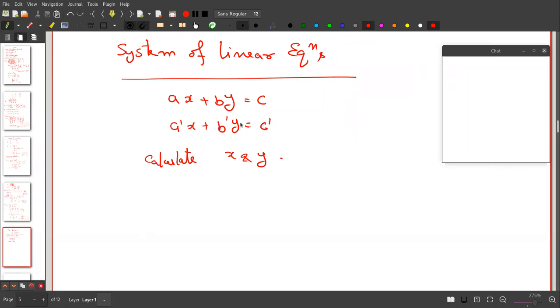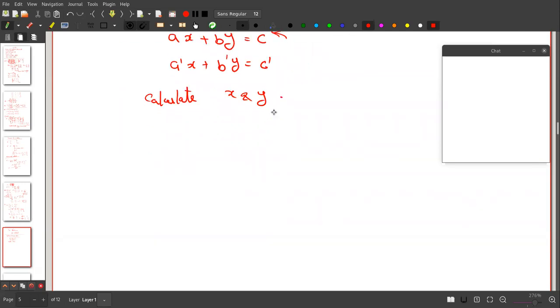What you do is take either x or y from here and substitute it in the first one, and you calculate the other variable from there, and likewise you do the substitution. You learned this in 10th class. So you calculate those x and y's.